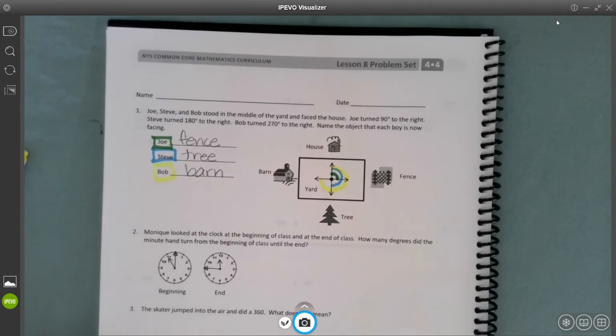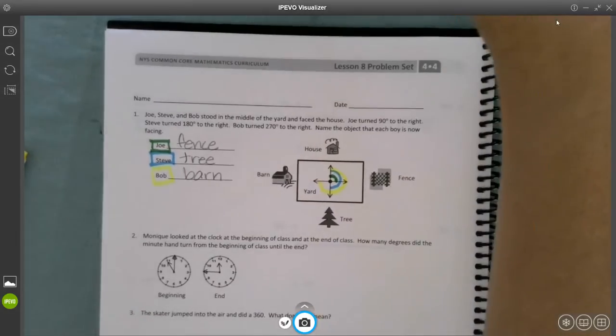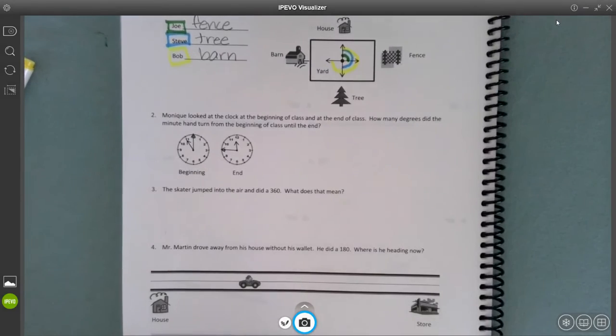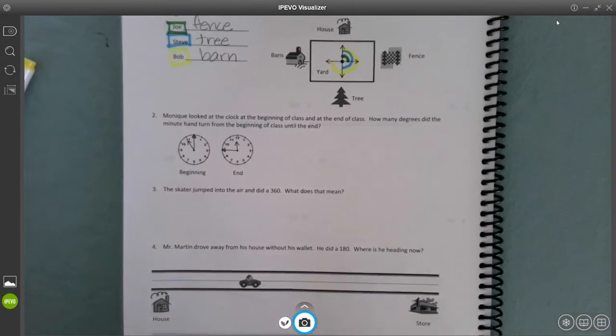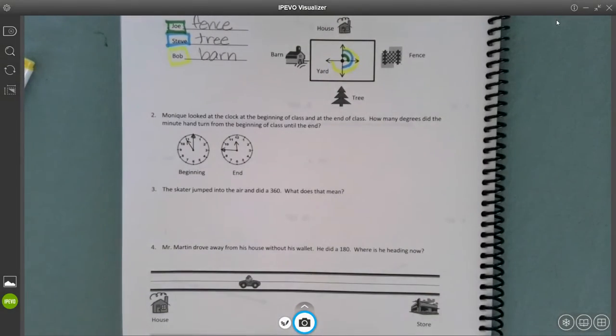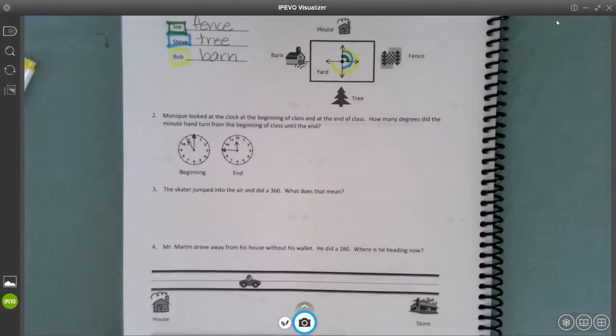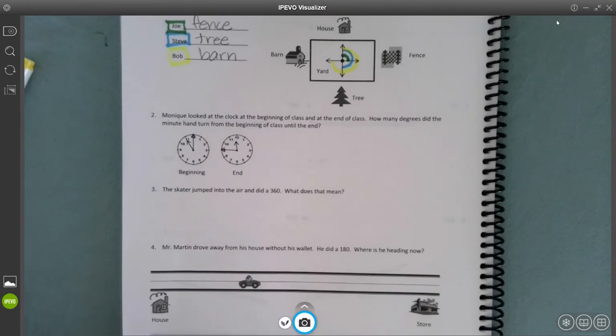I'm going to skip number 2 because we did that in the example earlier, and you can do that on your own and check your answer. Let's do number 3 together. So a skater jumped into the air and did a 360. What does that mean? So if you remember the example of the boy, when somebody turns 360 degrees, that means they turned all the way around and is now facing the same way.